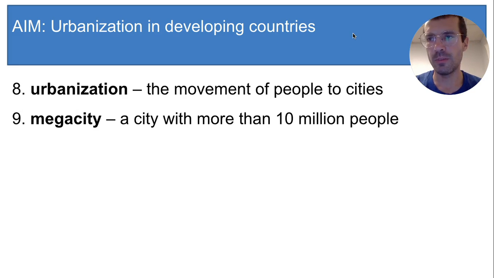The next term is megacity, which is any city that has more than 10 million people. Megacities are not unique to developing countries. There are cities with 10 million people in both rich countries and poor countries. But there are only a few megacities in rich countries, and they're not growing very fast. On the other hand, in poorer countries, cities in general are growing rapidly, and there are today many more megacities in less developed countries than there are in more developed countries.